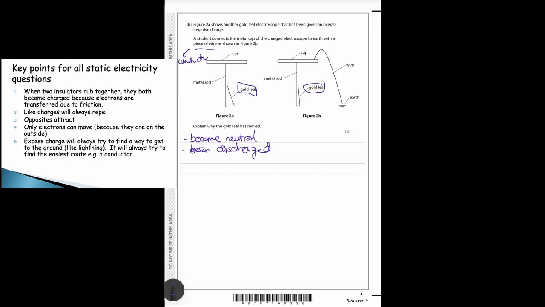Well, first, it had loads of electrons. And now what must have happened? Well, the electrons have moved to the ground, or I can say earth, through the conductor.